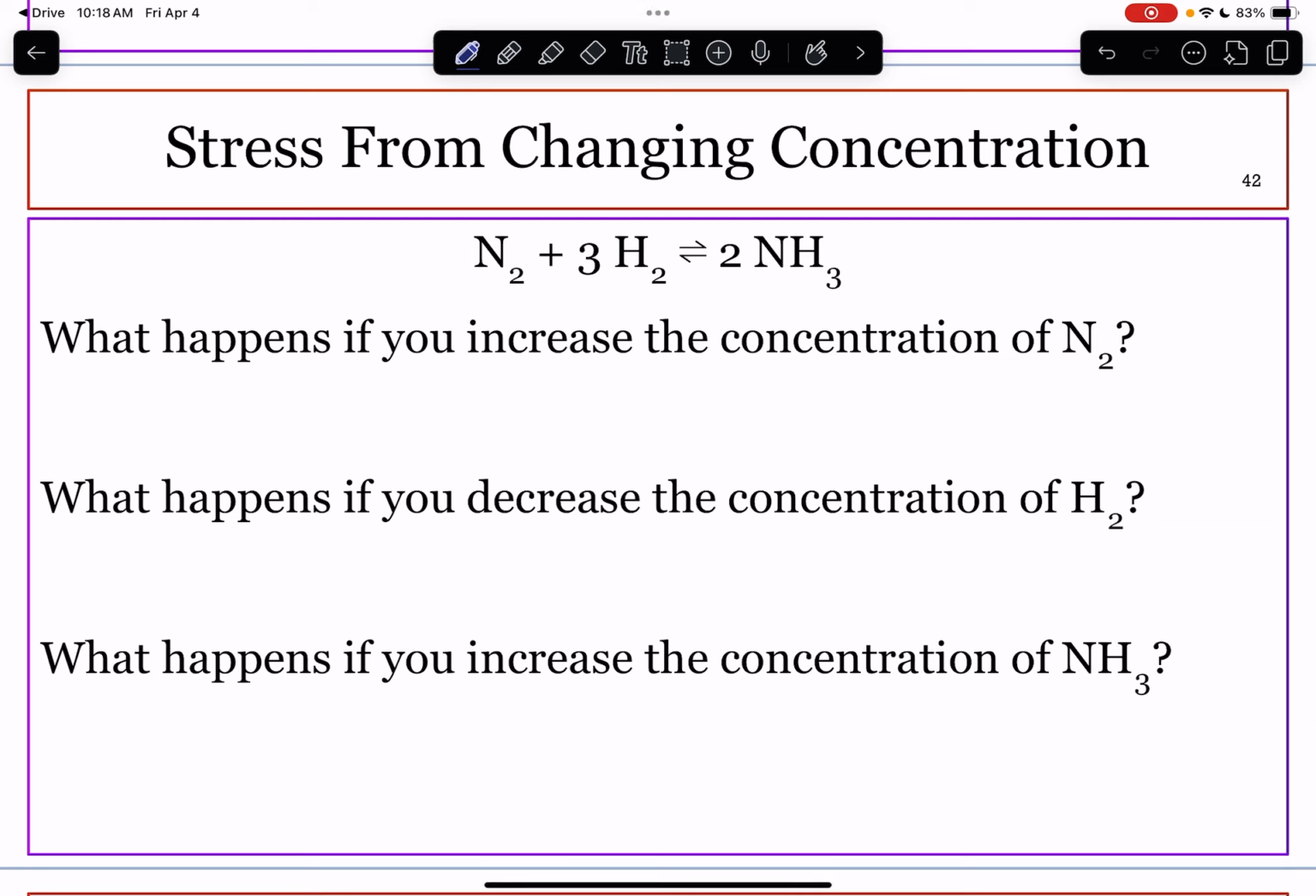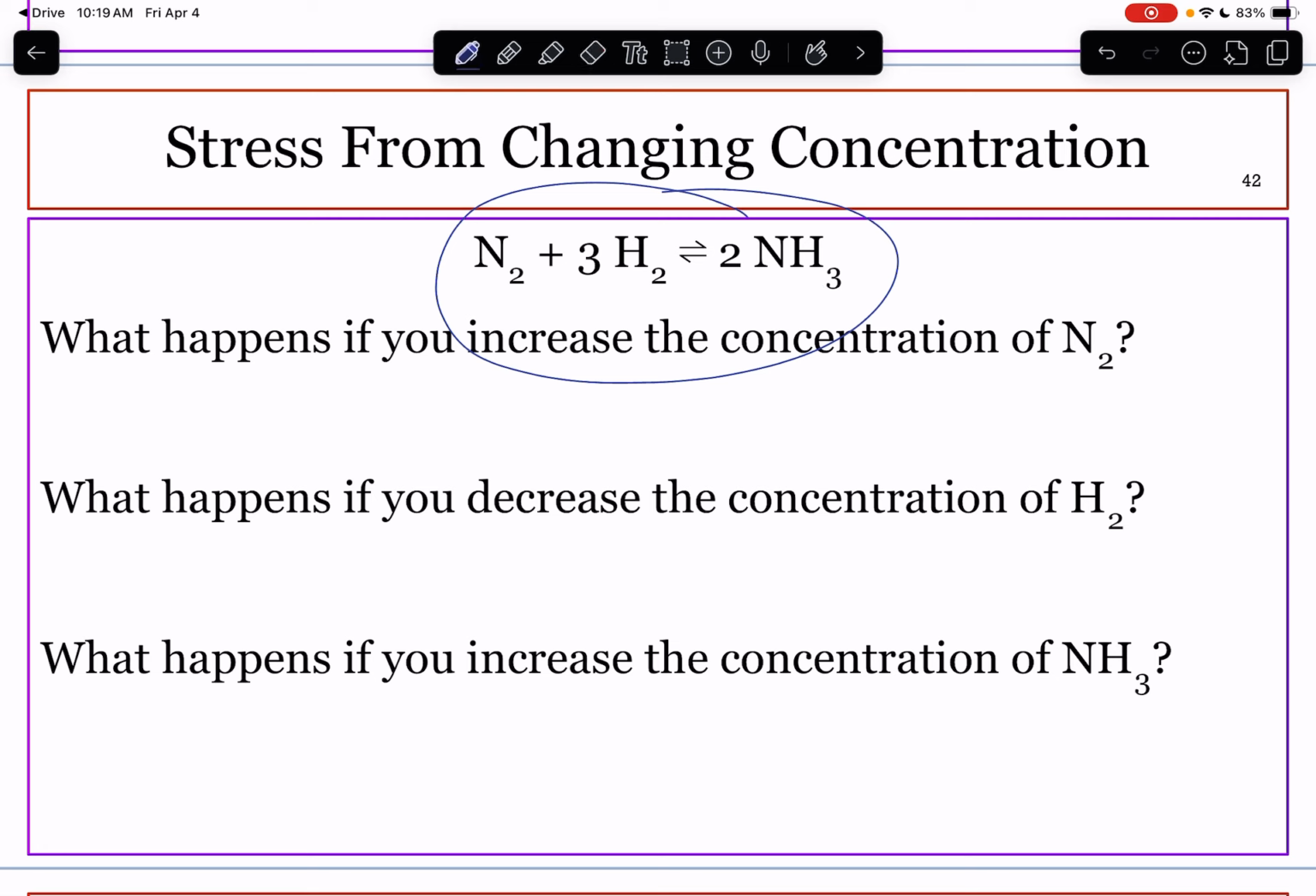We have this reaction. Diatomic nitrogen reacts with 3 moles of diatomic hydrogen to produce 2 moles of ammonia, or NH3. So what happens if you increase the concentration of nitrogen? So imagine we have all 3 of these substances in a closed container. There's no segregation in a closed container separating products from reactants. The NH3 doesn't know that it's supposed to be a product. It just exists in this system at equilibrium.